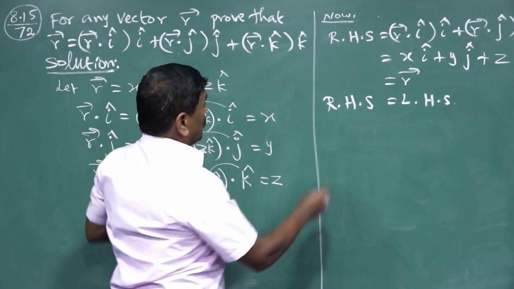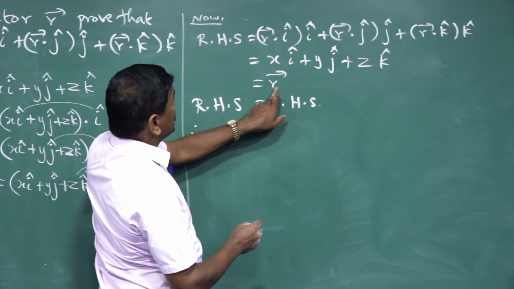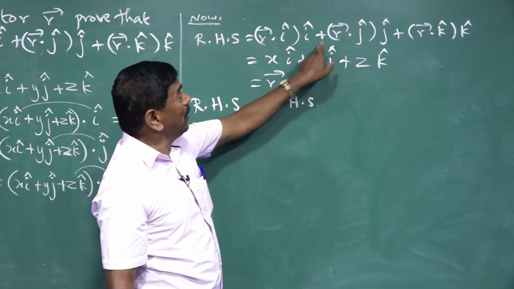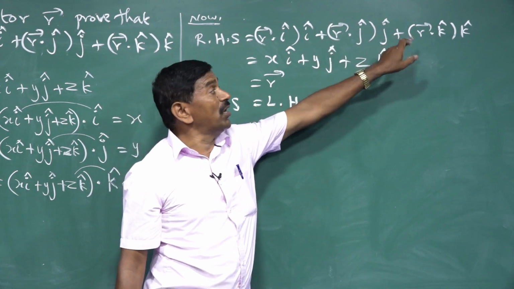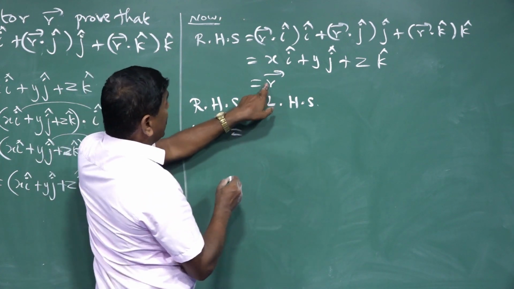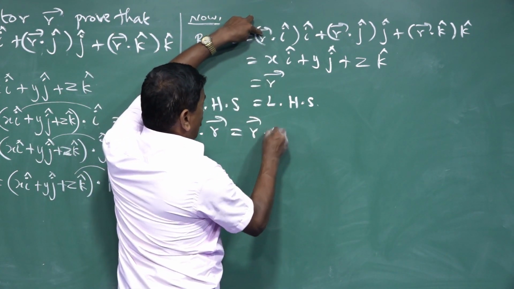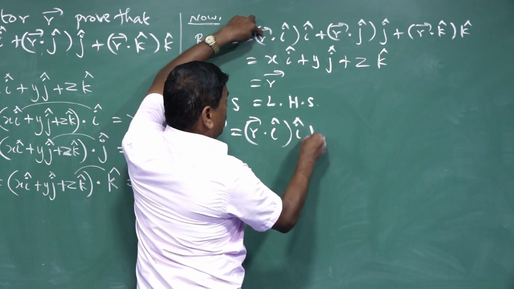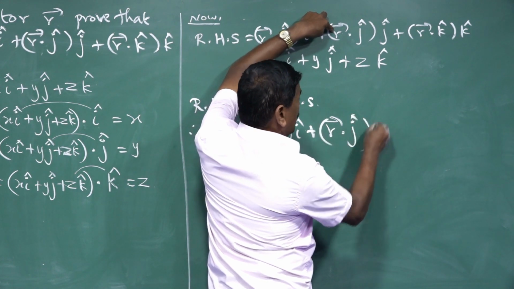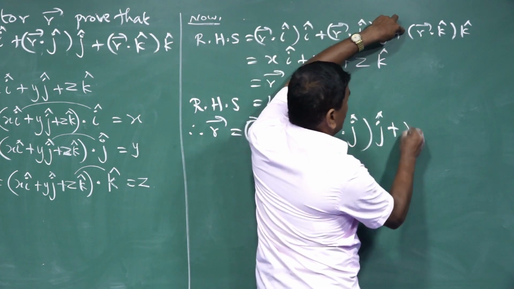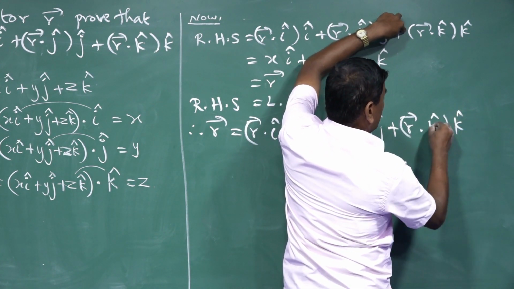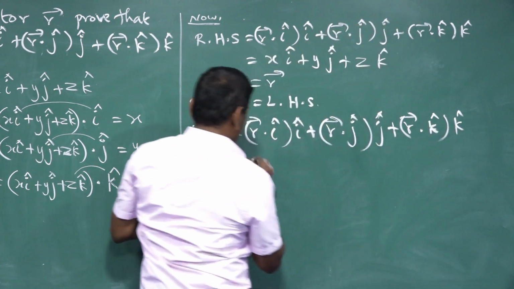So we can write the result. Therefore, r vector is equal to the above answer: r vector equal to r dot i into i plus r dot j into j plus r dot k into k. Therefore, r vector is equal to r dot i cap into i cap plus r dot j cap into j cap plus r dot k cap into k cap. Okay. Hence proved.